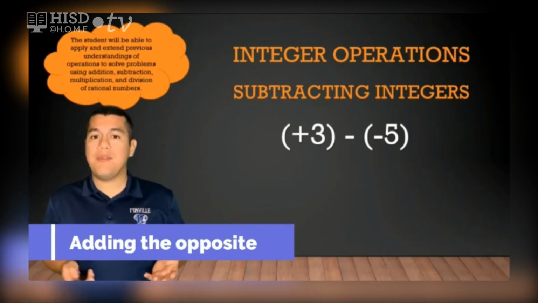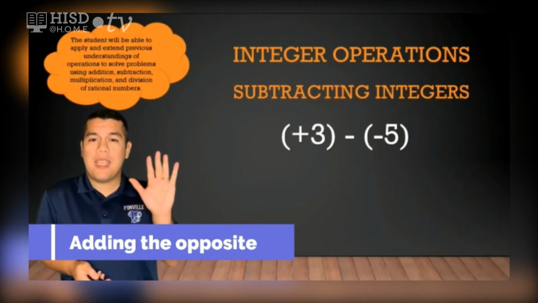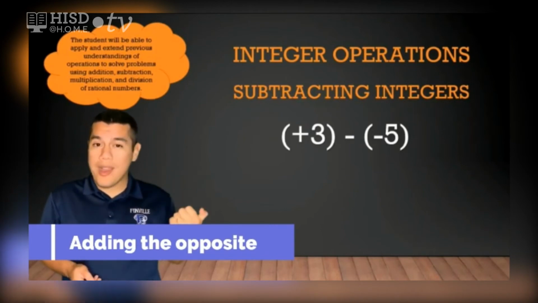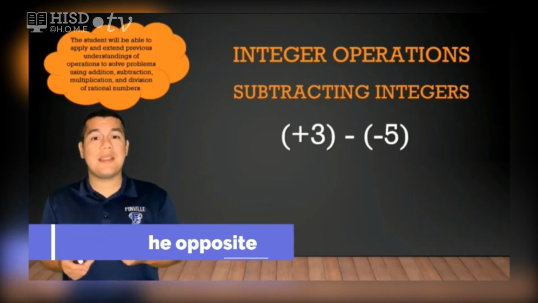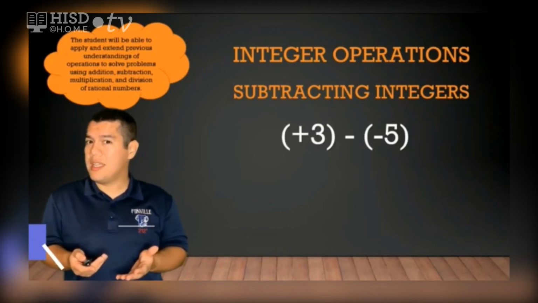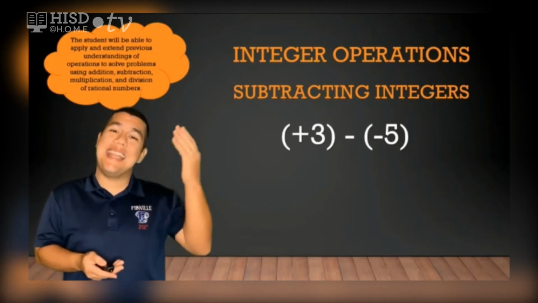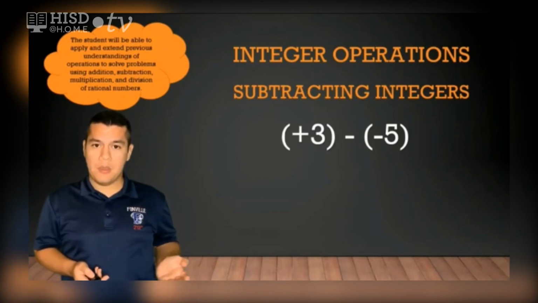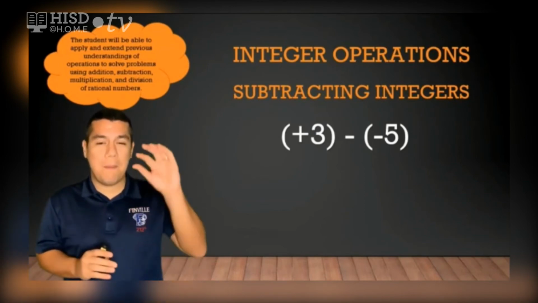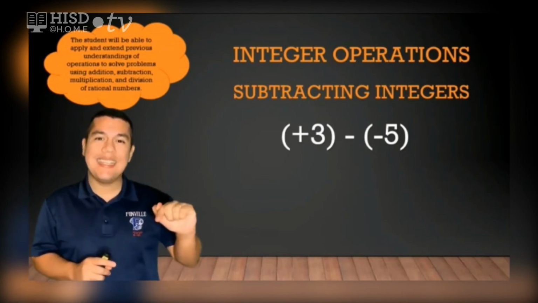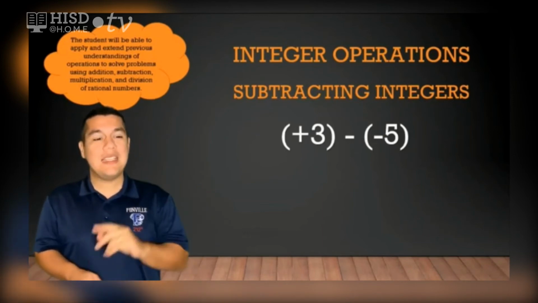So for example, if I have $5 and I subtract 1, that's the same as saying that I have $5 and I'm adding a negative 1. Okay? So think of the minus sign as adding the opposite. Let's look at this example.